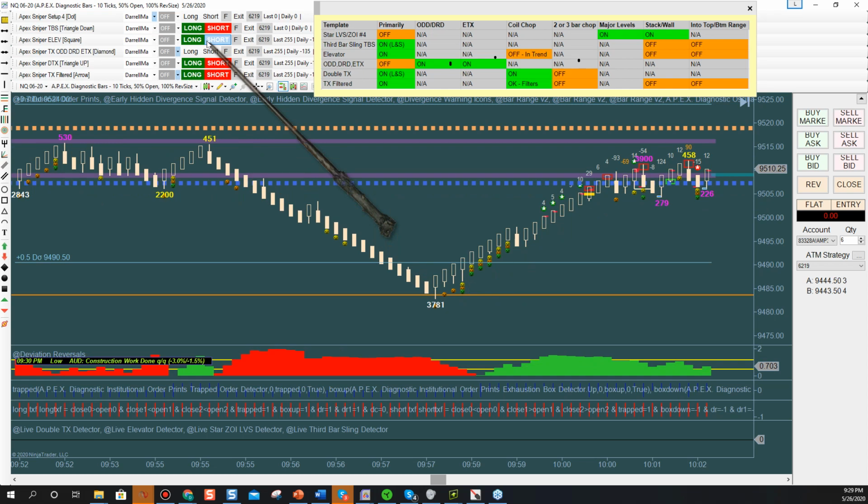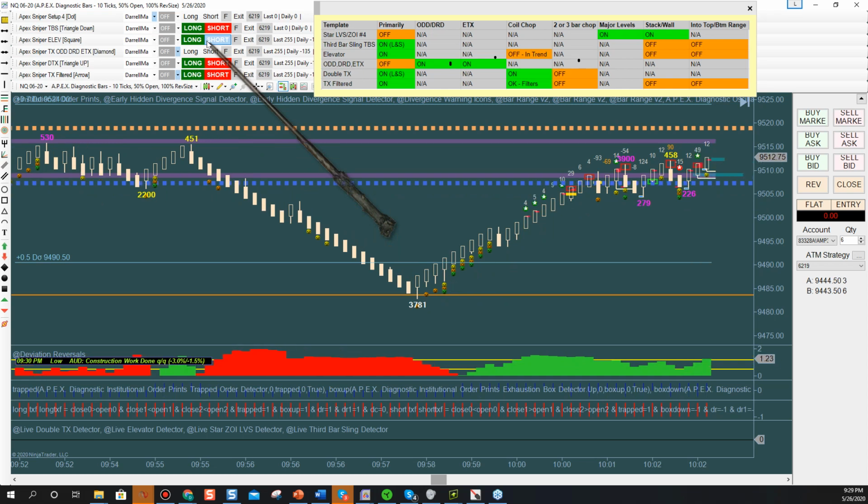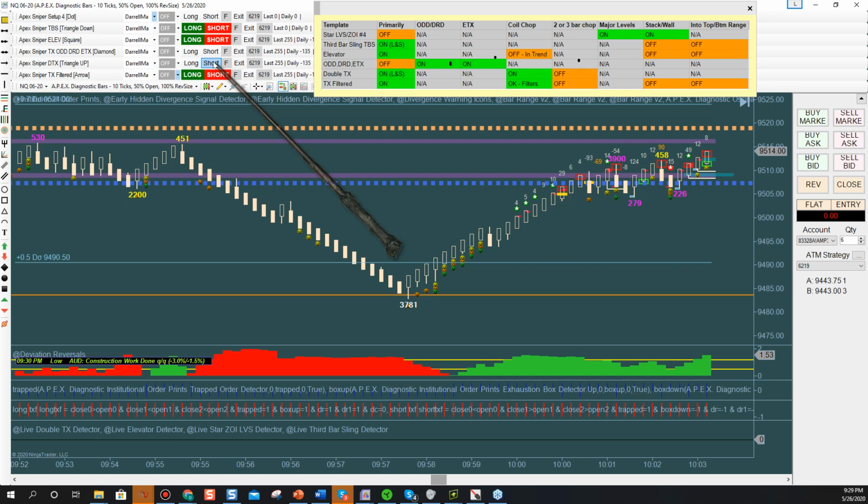All right. Okay, we got 2 to 3 bar coil chop. So we are turning off our double TXs. We're off of a flux. There's a dynamic magnet, so we could turn on our number 4s.